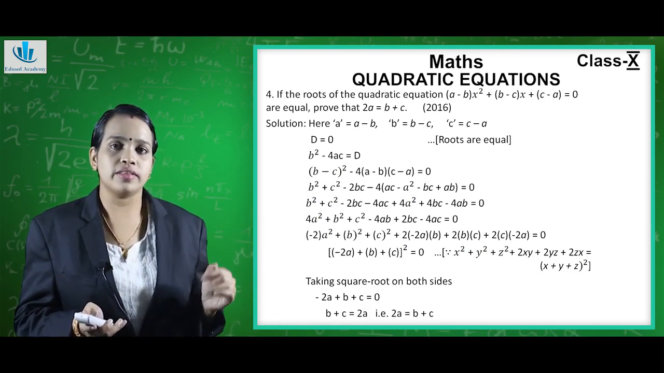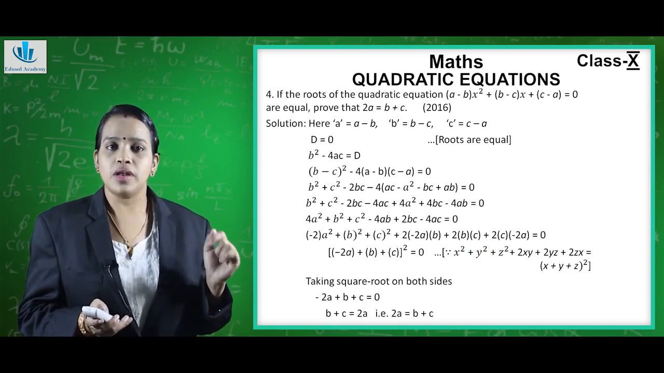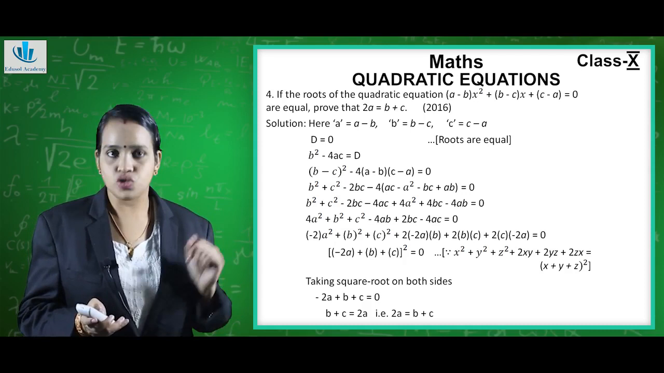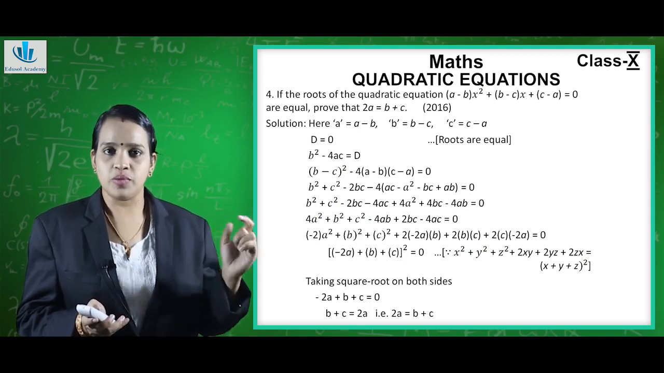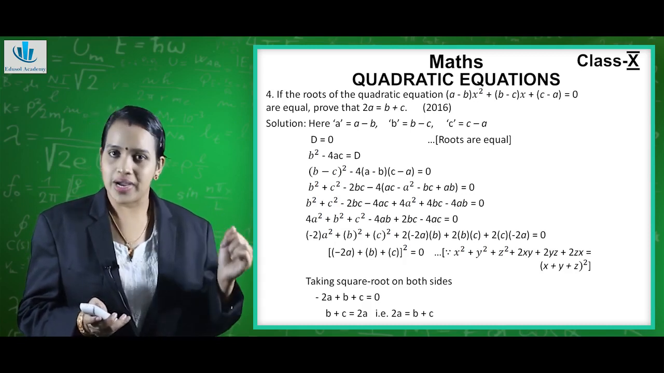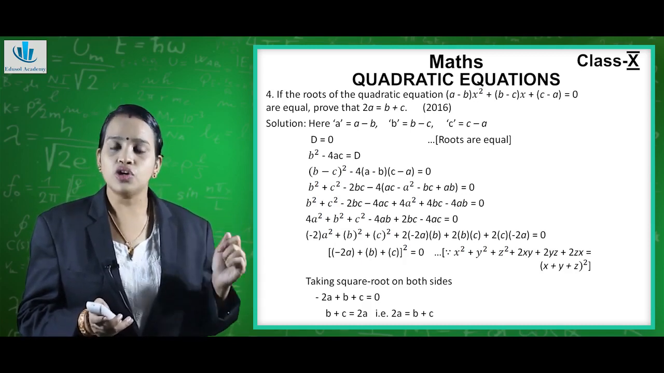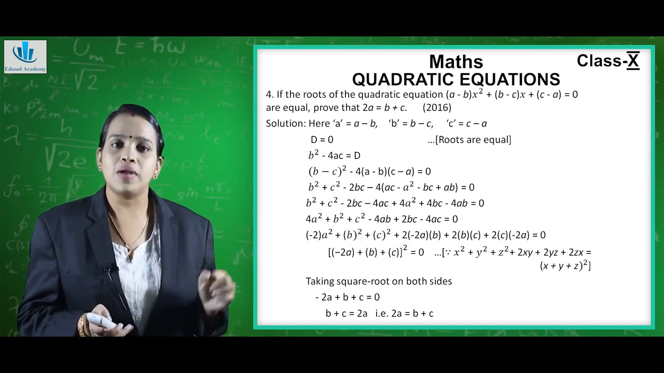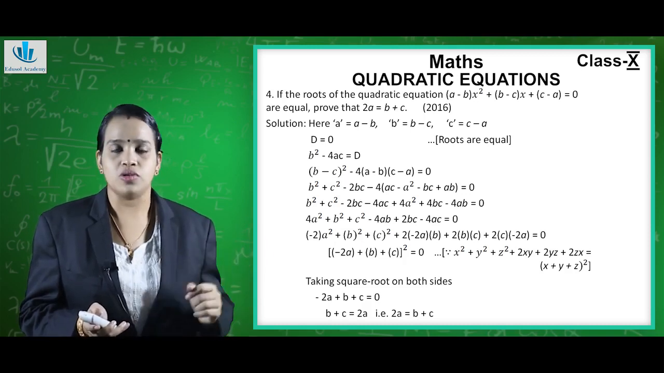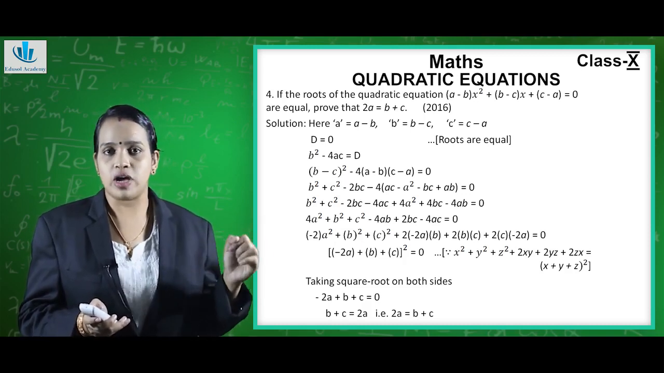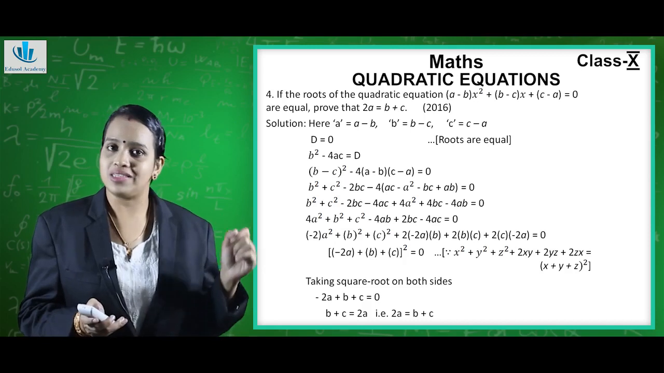Now we can see over here that it becomes the formula of x raised to 2 plus y raised to 2 plus z raised to 2 plus 2xy plus 2yz plus 2zx, which is equal to (x plus y plus z) the whole square. So we can put the formula here also. It becomes minus 2 into a raised to 2 plus b raised to 2 plus c raised to 2 plus 2 into minus 2a into b plus 2 into b into c plus 2 into c into minus 2a, which is equal to 0. So it becomes the formula of (x plus y plus z) the whole square, that is (minus 2a plus b plus c) the whole square, which is equal to 0.